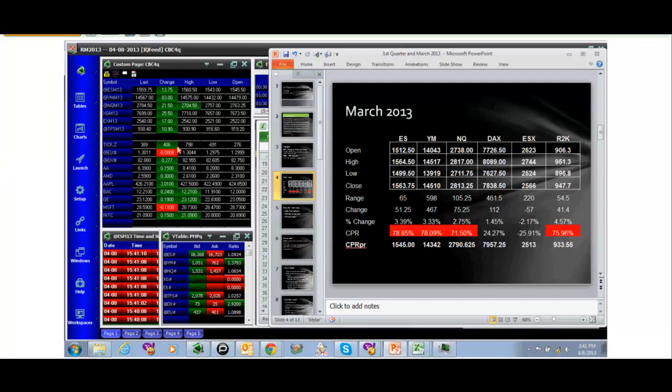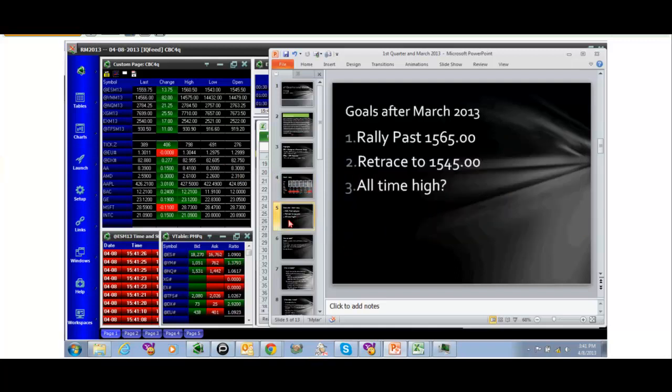So 1545 was the number we were looking at as the retracement value based on what the market did in March. Now that's simple story number one. There's a little bit more to a market when you look at it. These were the goals that I was looking for after March in that first week of April.